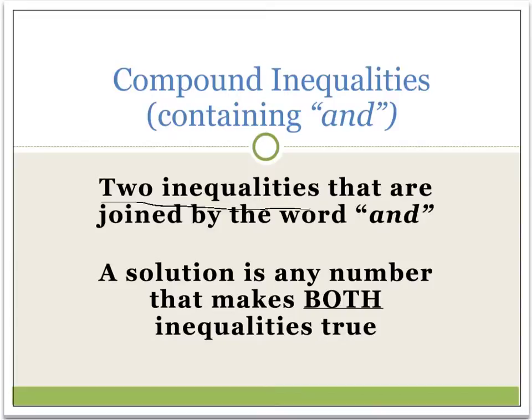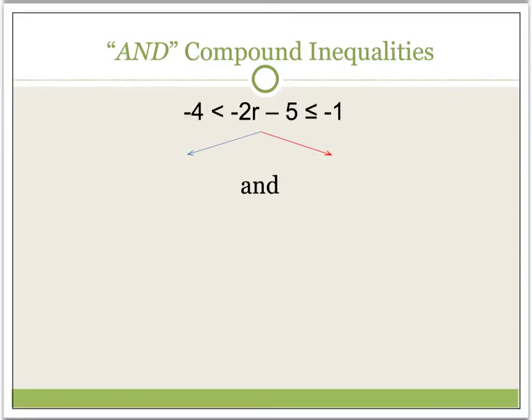Something else to remember, though, is when we're talking about a solution to a compound inequality that contains the word "and," we have to make sure that the solution makes both of the inequalities true. So your solution has to work in both inequalities, or it will not be a true solution. So now we take a look at this example.